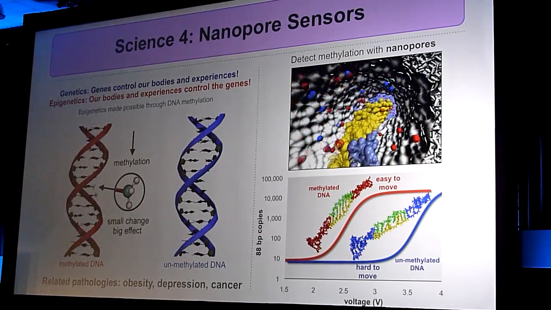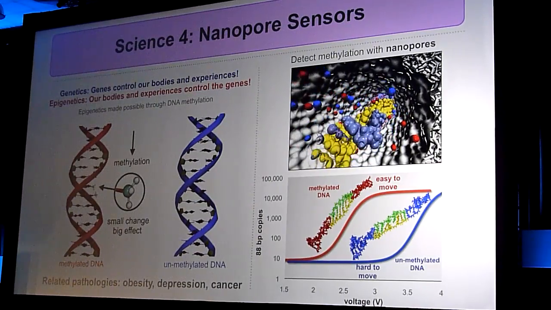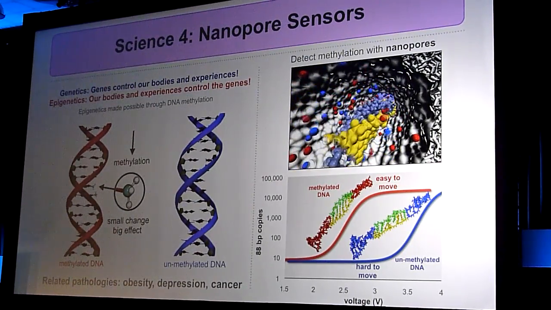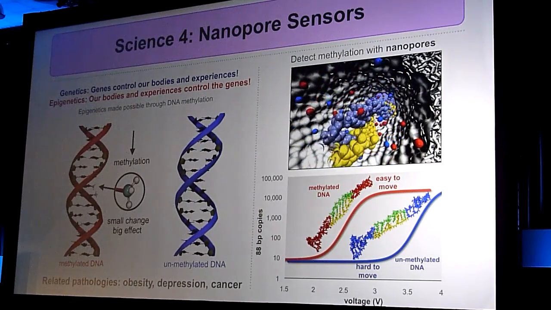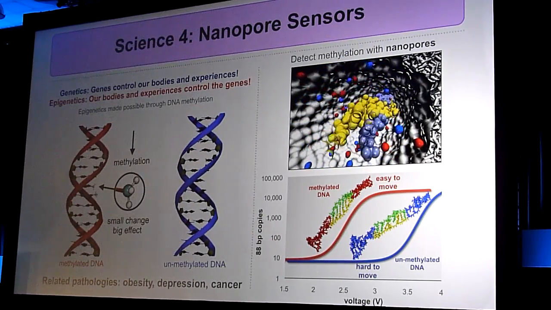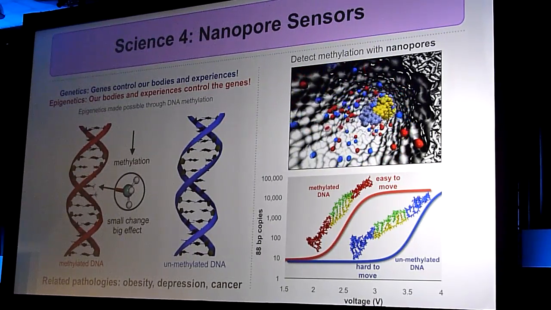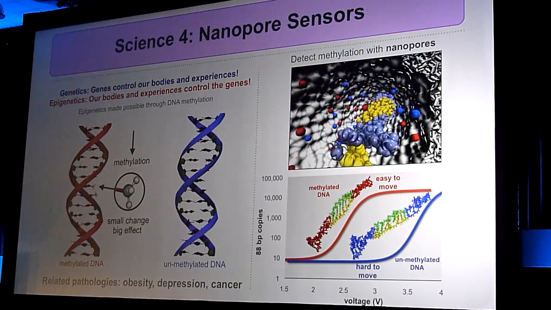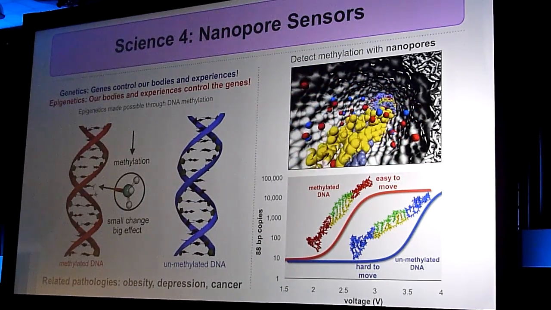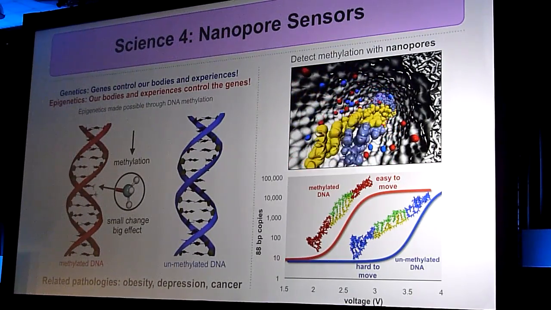And you see on the right side the simulation of a DNA going through a nanopore that is in the actual experiment even narrower than it is seen, so that the DNA can hardly go through. If you have normal unmethylated DNA, you need to squeeze it electrically through the pore, and you need a voltage difference of 3.5 volts. Whereas if you methylate the DNA, it's easier to get it through. It only requires 2.5 volts.